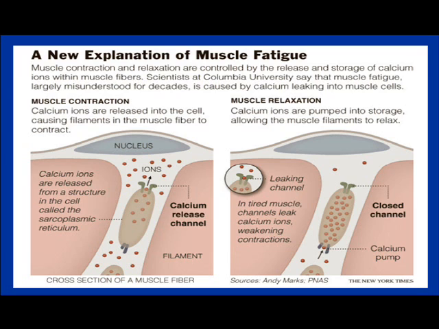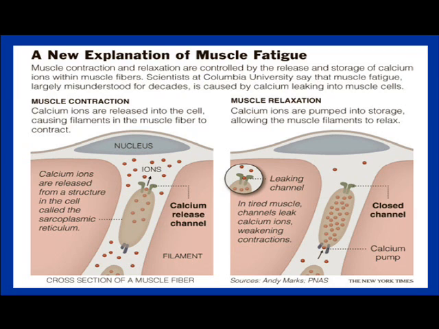Basically, scientists at Columbia University postulate that muscle contraction and relaxation are controlled by the release and storage of calcium ions within muscle fibers. And these scientists said that muscle fatigue, largely misunderstood for decades, is caused by calcium leaking into muscle cells. So you know during muscle contraction, the one on the left, we have calcium ions being released from the sarcoplasmic reticulum into the cell. You know that, and because of that we get muscle contraction.